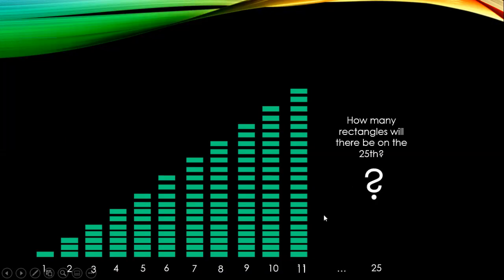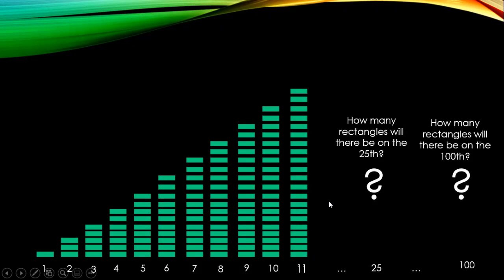Now, how many rectangles will there be on the 25th? Can you give me the answer? What about how many rectangles will there be on the 100th?